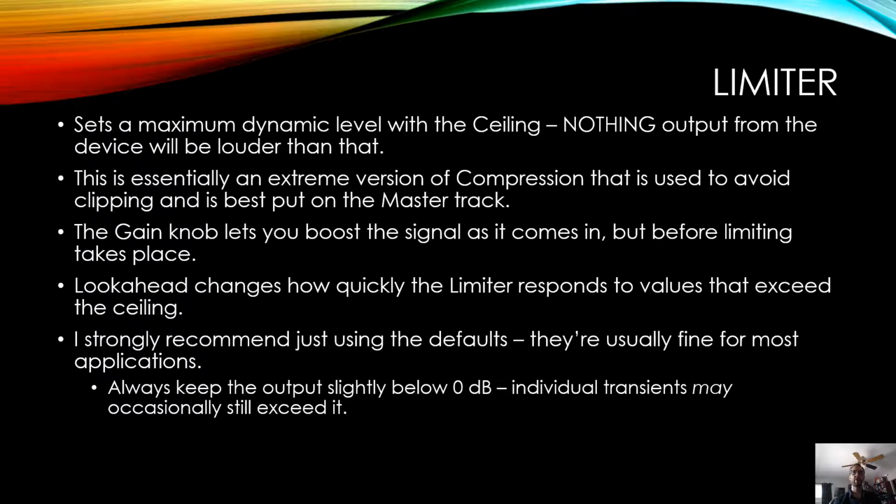Now, there's a maximum dynamic level with the ceiling for limiting, and this is how it differs from compression. Once you set that maximum dynamic level with a limiter, nothing will output above that level. Hard and fast. If you set it to output at -1 dB, nothing will ever go above that. So essentially, the limiter is an extreme version of a compressor that's used to avoid clipping and is best put on the master track or on submix groups.